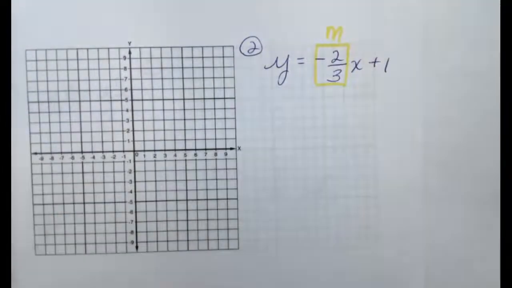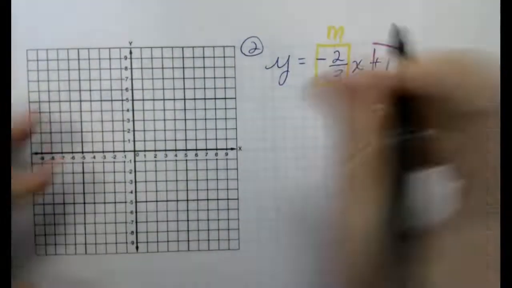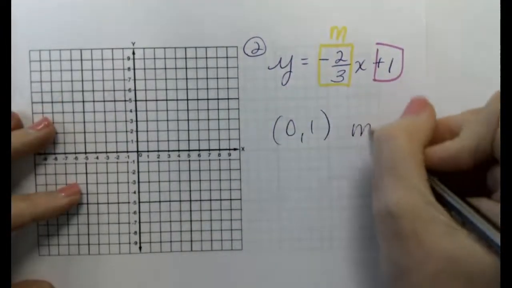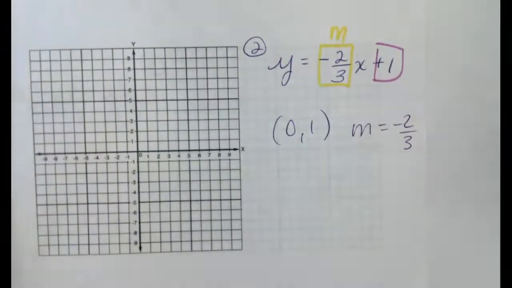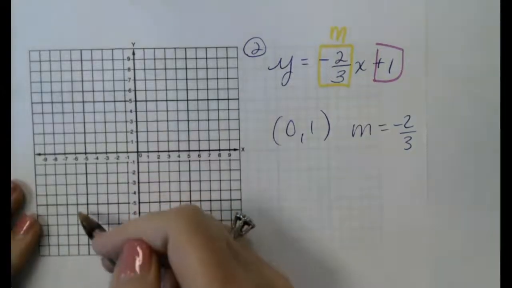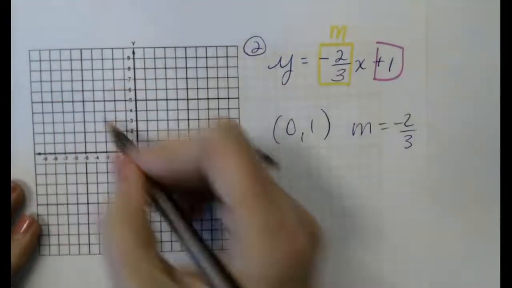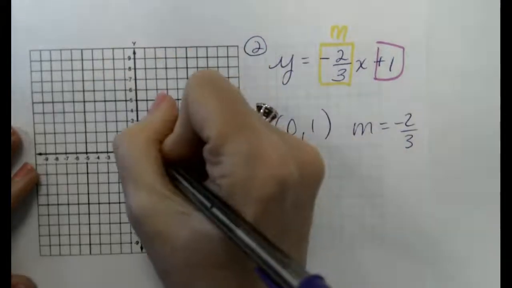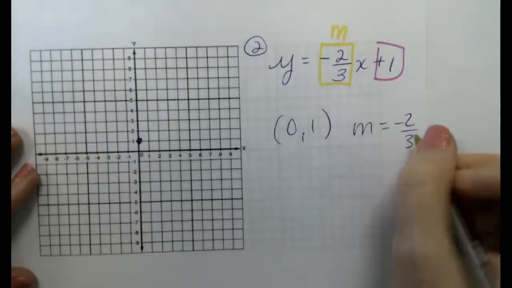Number 2, another equation that's given in slope-intercept form. There's your slope, and there's your y-intercept. So 0, 1 is your point, and your slope is -2/3. So already be thinking that this line is not going to be going up, it's going to be going down because the slope is negative. Plot your point as 0, 1, and then rise and run.